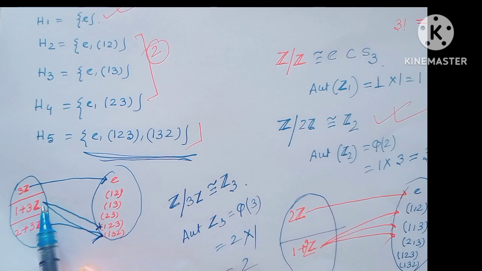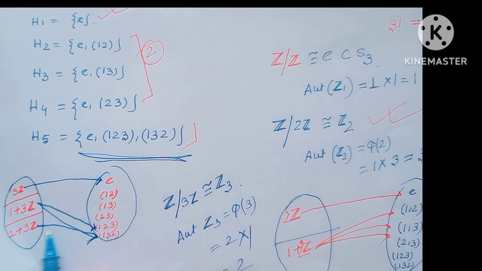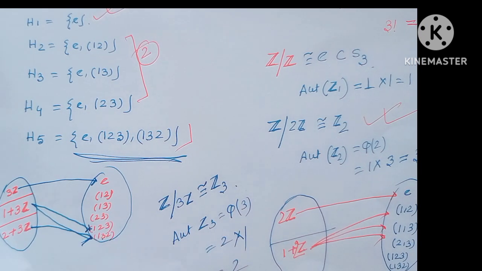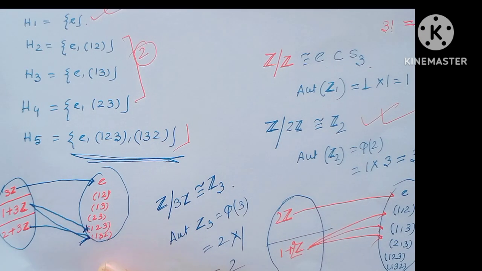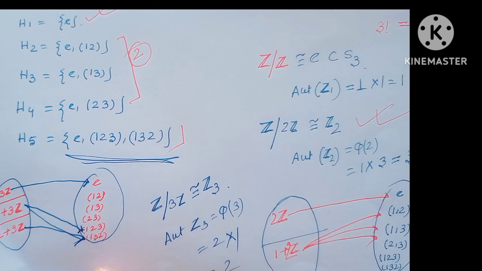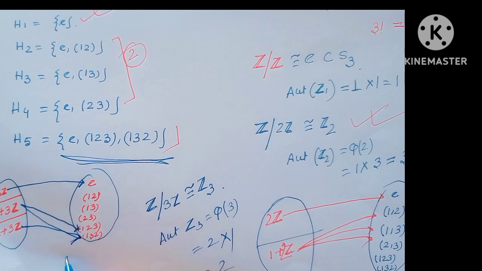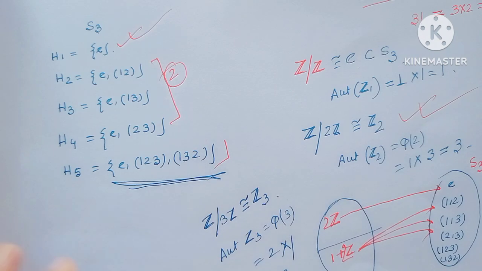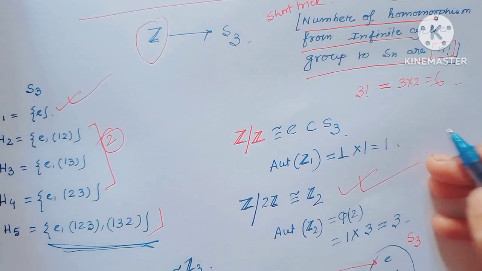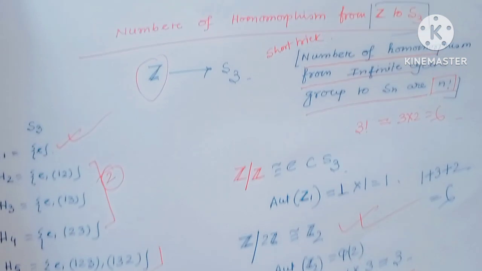If this maps 1 plus 3Z to 1 3 2, then this would map 2 plus 3Z to 1 2 3. That means there is 1 choice. So the number of choices here is 2. So the number of homomorphisms from Z to S3 is 1 plus 3 plus 2, which would be 6.